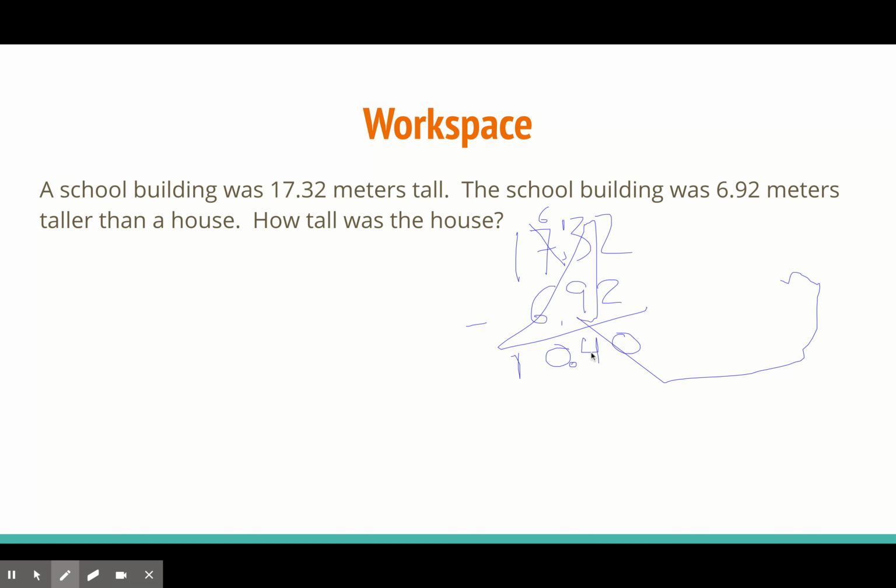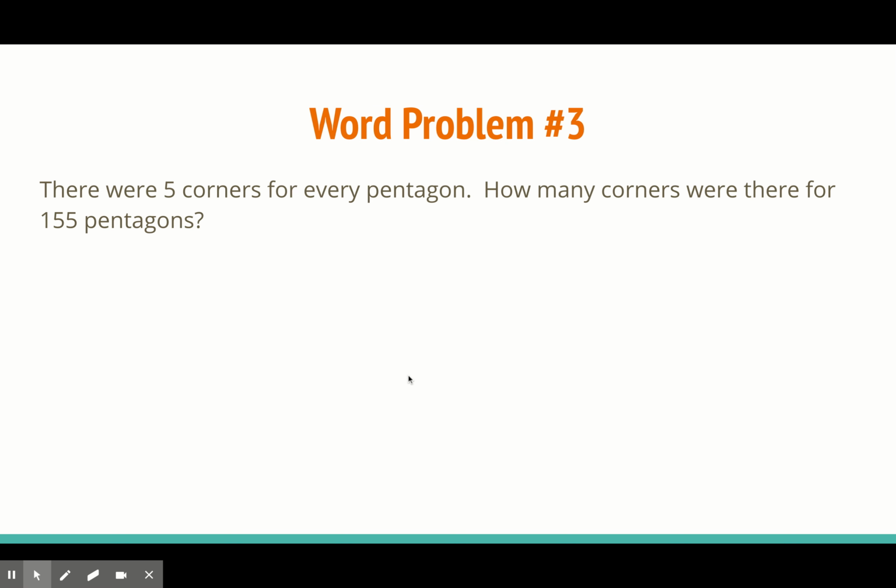So our answer then is 10 meters and 40 hundredths. Is that right? That's exactly right. So great job, me. Great job, you, if you got the answer right. Let's go ahead to the next one and see how it looks.